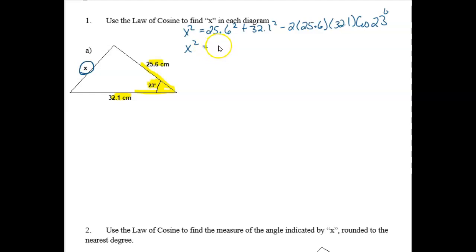you would then have 655.36 plus 1030.41. Subtract. Now we're going to do 2 times 25.6 and then times 32.1. You should come back with 1,605. And then cosine of 23, 0.9205.